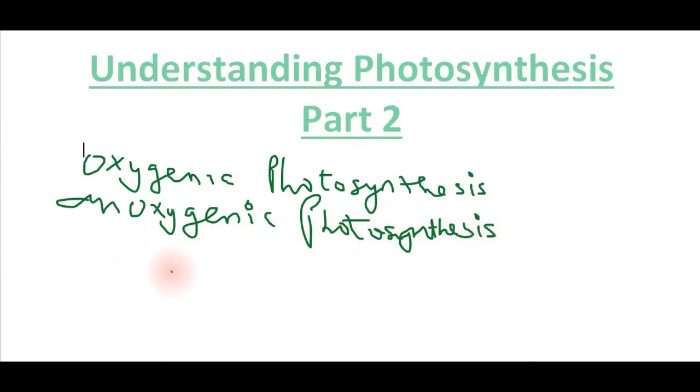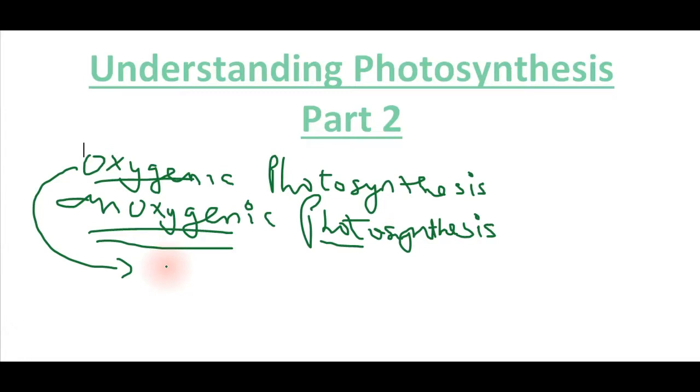So, the difference between oxygenic photosynthesis and anoxygenic photosynthesis is that in the oxygenic photosynthesis, water is actually the electron donor, and oxygen is being produced. But in the anoxygenic photosynthesis, water is not the electron donor. Therefore, there is no production of oxygen.